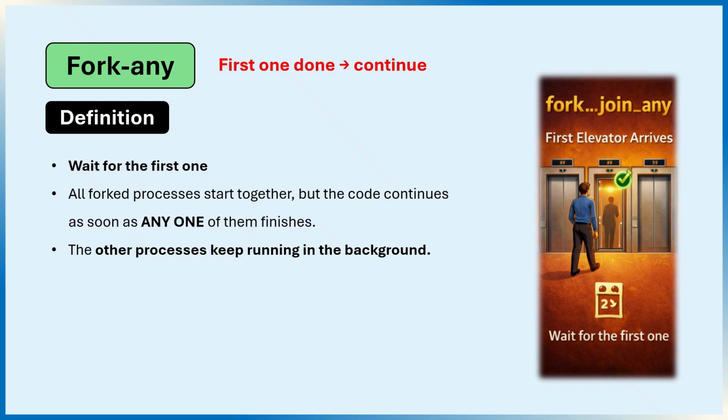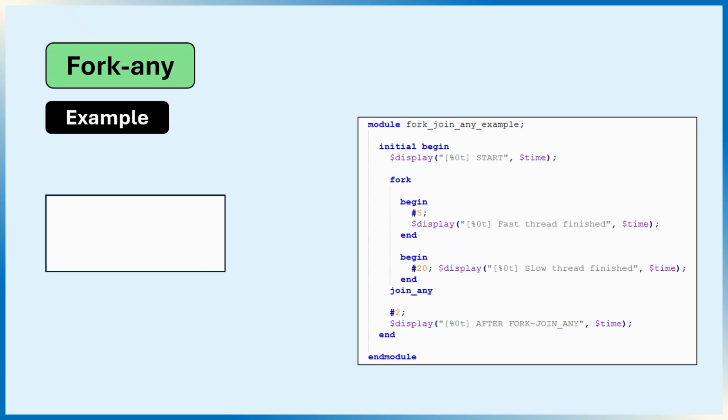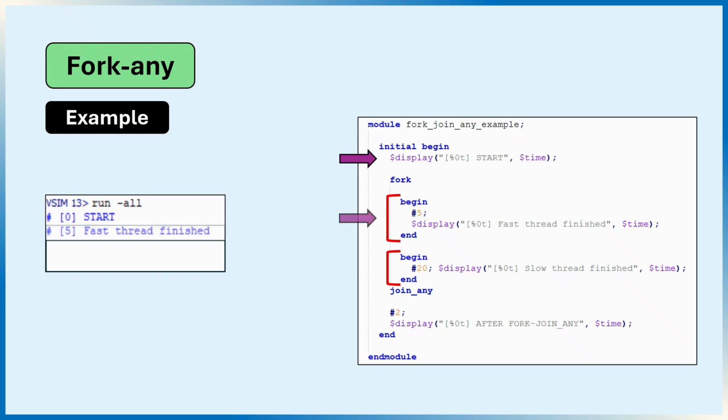Now let's look at the code. We start in an initial block and print time 0 start. Then we enter the fork and launch two parallel threads. The fast thread waits 5 time units, then prints fast thread finished. The slow thread waits 20 time units, then prints slow thread finished. Because this is fork join any, the code continues as soon as the fast thread finishes.